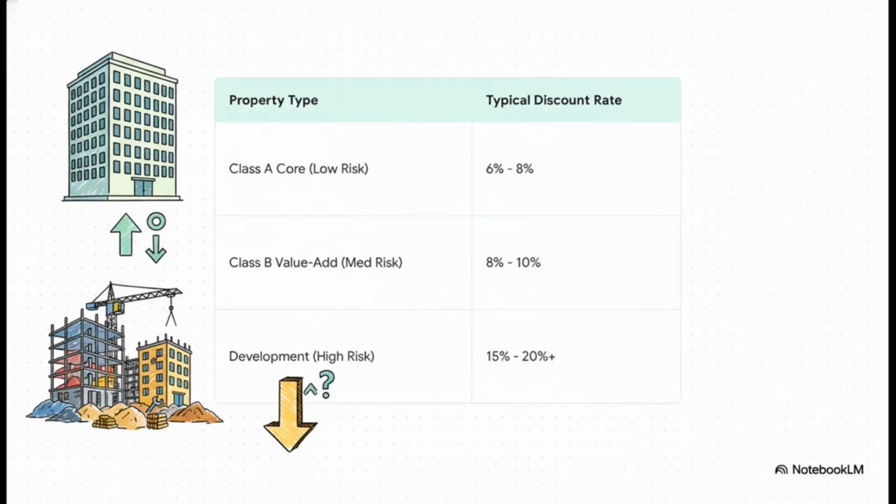Now, this is where it gets really interesting. The discount rate isn't one size fits all. It's all about risk. Look at this. A super safe, stable building, what we'd call a Class A core property, might have a pretty low discount rate, maybe 6 to 8%. But a really risky ground-up development project, whoa, that could be 20% or even higher. Why? Because the chance of those future profits actually showing up is way lower. So the rule is simple. Higher risk means we shrink those future dollars a lot more.